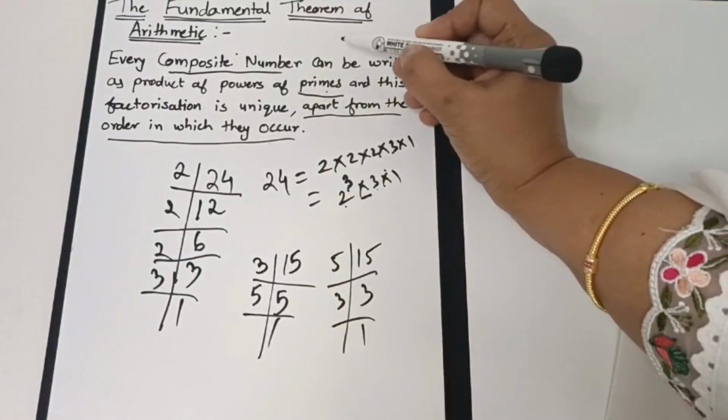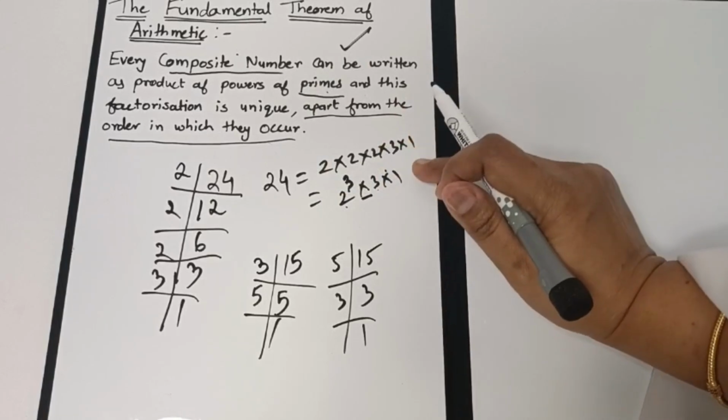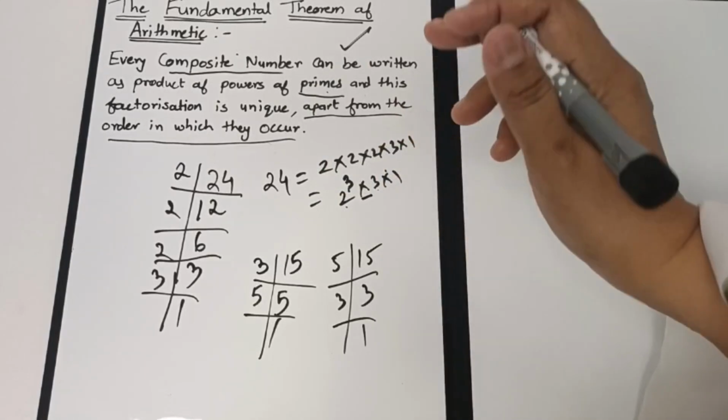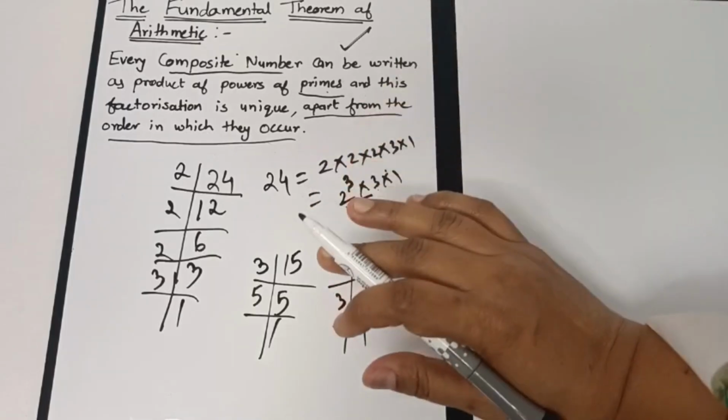So this is why you should remember this fundamental theorem of arithmetic. I hope you have understood this. Now let us go to the last topic of our chapter, that is LCM, HCF and the relation between them.